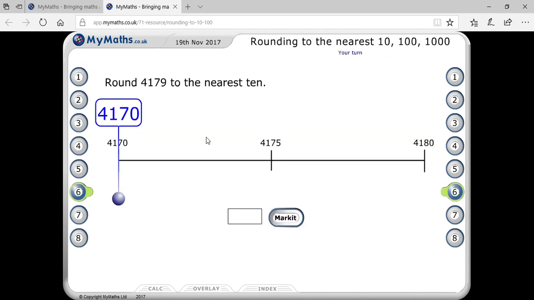Great. Next, they are saying round 4179 to the nearest 10.